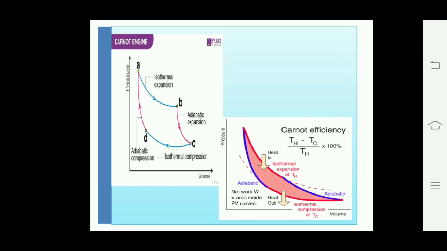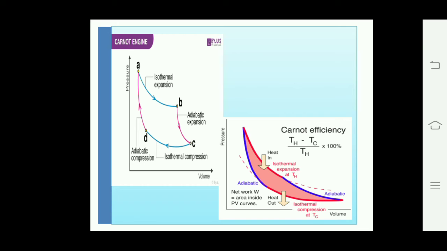As you can see here, this is a Carnot engine. Point A to B is an isothermal expansion. B to C is adiabatic expansion. C to D is isothermal compression. D to A is adiabatic compression. For A to B, the heat energy comes from the source, the hot reservoir, and it's rejected to the cold reservoir at point C to D.